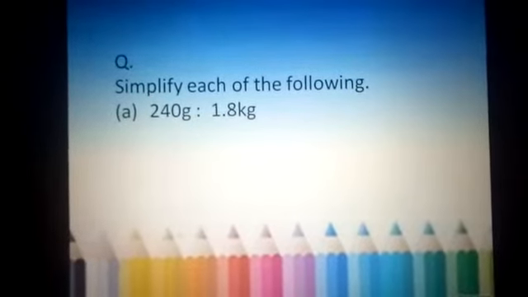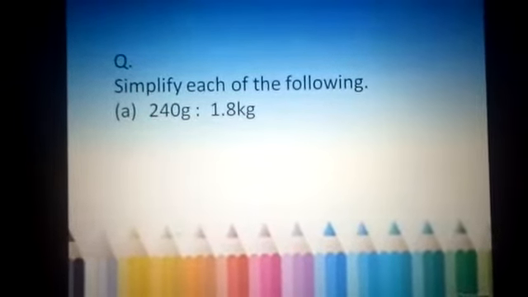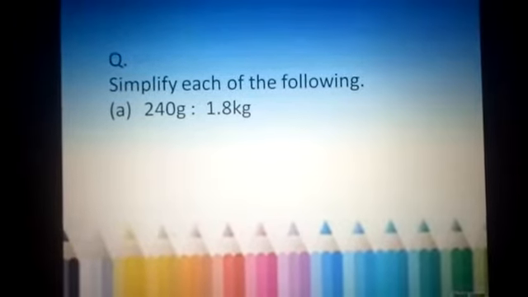Bachcho, today we are going to solve some simple questions. Question number 1 has 3 parts. Simplify each of the 3 parts.